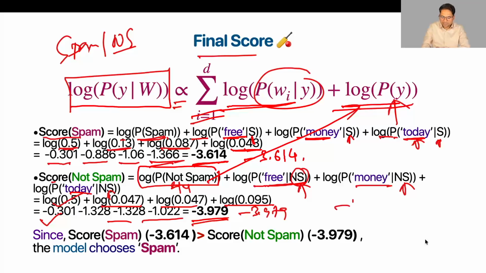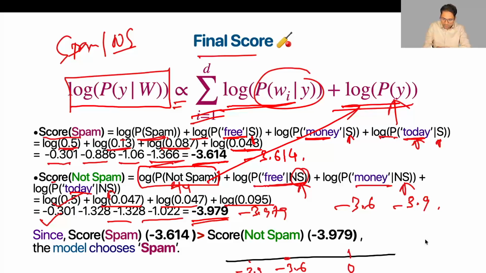So which is bigger, minus 3.6 or minus 3.9? When in doubt, you can plot it quickly. You know this, but I'm just showing. Minus 3.6 will be here, this is your 0, and minus 3.9 will be here. Whichever is on the right is bigger. If you move towards the right, it increases. So minus 3.6 is bigger. So this email will be classified as a spam email. This is a spam email. Okay, so the model chooses to label it as a spam email.